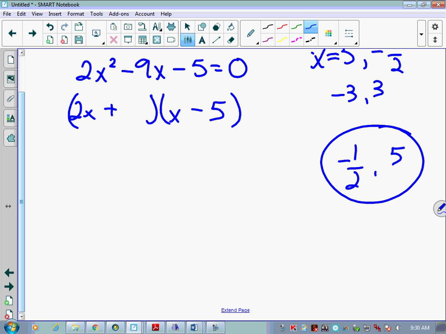Okay. So negative 10 plus 1 is 9. All right, so my factors are 2x plus 1 and x minus 5. Well, we know that that's going to be x equals 5. We're going to take 2x plus 1 equals 0 and solve for it. Subtract 1, divide by 2. X equals negative 1/2. Is this how you did it, Mariah, or did you use the quadratic? That's how I did it.